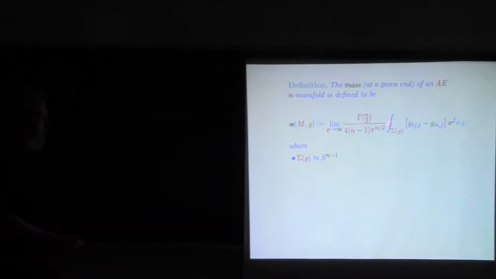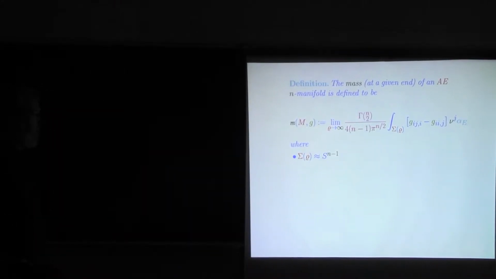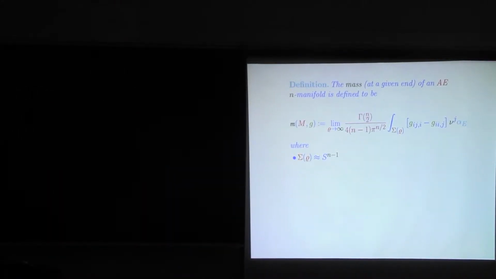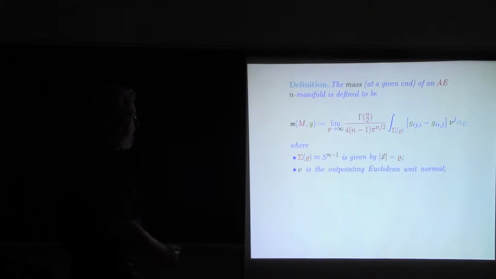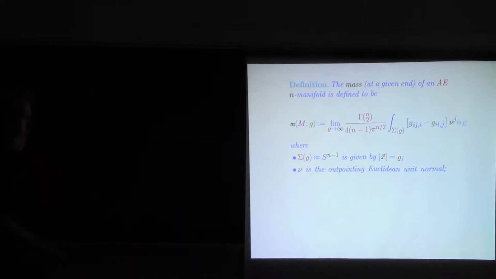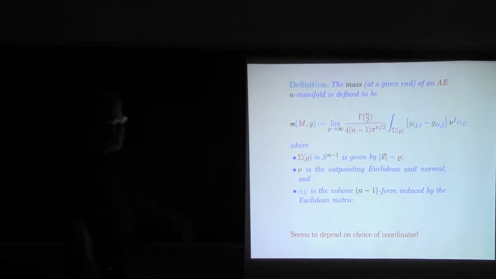So here we're integrating on a very large sphere, the sphere of radius rho in Euclidean space, just in that chart. And here nu is the outward pointing unit normal with respect to the Euclidean metric, and we're using the induced area form from Euclidean space on this large sphere. And so obviously, this looks like it depends on the choice of coordinates. It doesn't seem to be geometric at all. It's not built out of the metric, it's built out of this coordinate system.